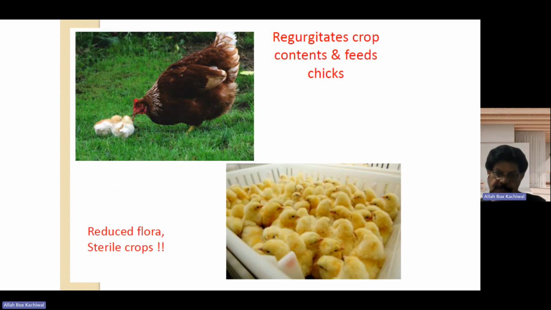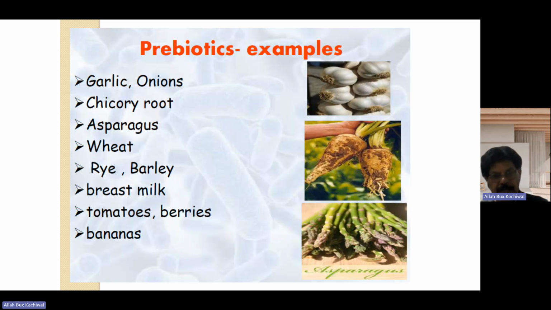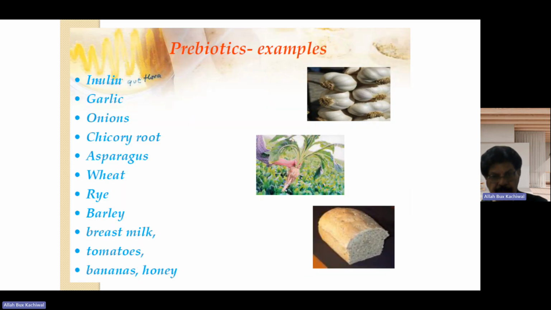The chick regurgitates the crop contents on the feed, so it reduces the flora and spoils the crop. So that's why chicory, or the Jerusalem artichoke, is one of the plants which is prebiotic. Prebiotic examples can be given like garlic, onions, chicory roots, asparagus, wheat, barley, breast milk, or tomatoes, berries, or bananas, which are commonly used in the feed of animals.